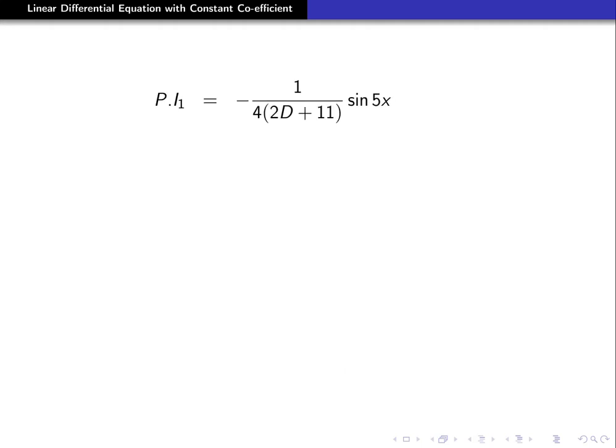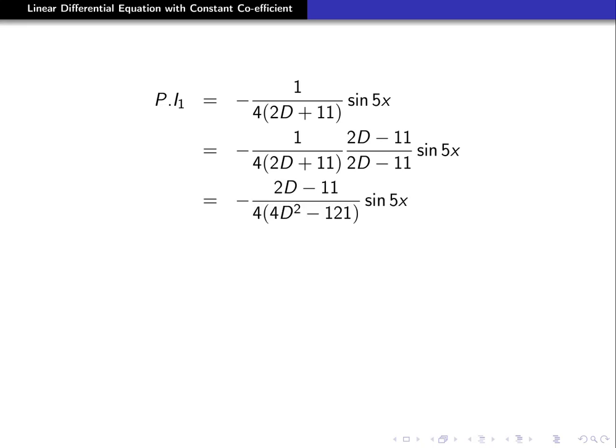So now we can replace only in terms of D. Therefore, we multiply by the conjugate: 2D minus 11 divided by 2D minus 11. So this is nothing but (a plus b)(a minus b). Therefore, in the denominator we get 4D square minus 11 square.